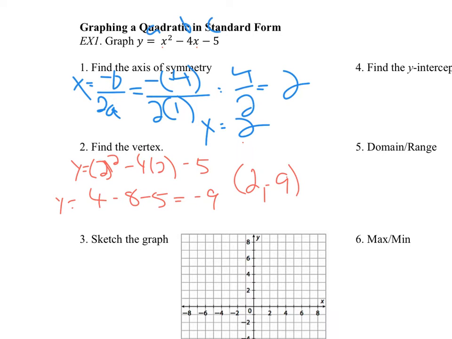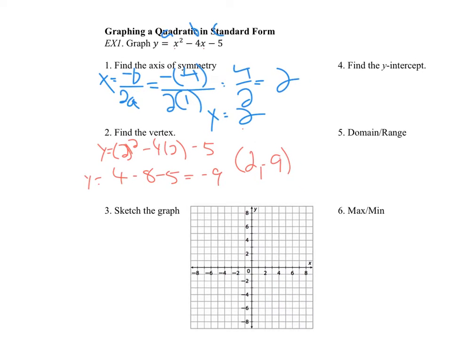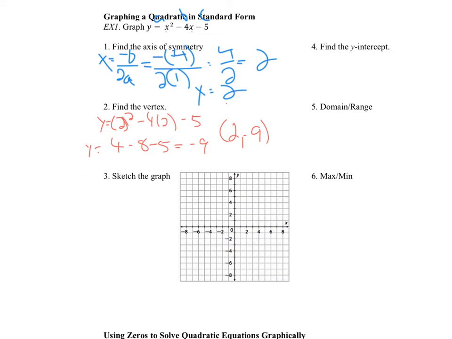So let's do a quick sketch just so we know what this graph kind of looks like. So I'm going to plot 2 and negative 9. And since our a is positive, we know our graph is going to open up. So this is just a sketch. We didn't make our table to be more accurate. We just want to sketch so we have a general idea of what's going on there.